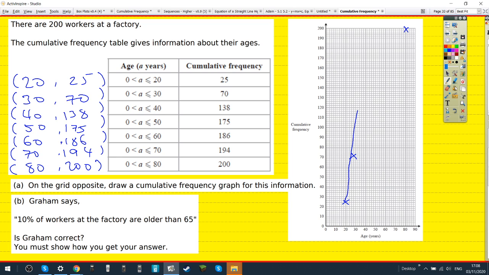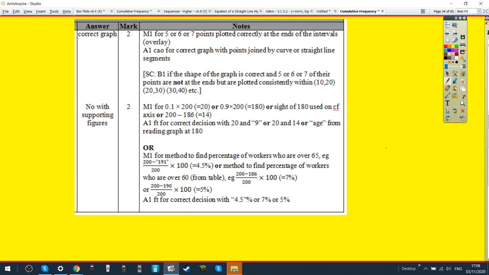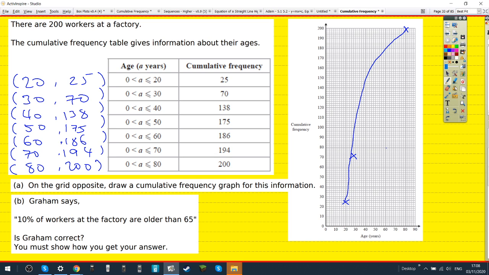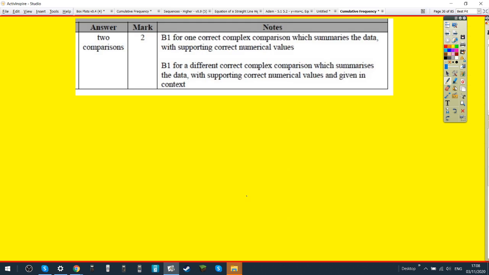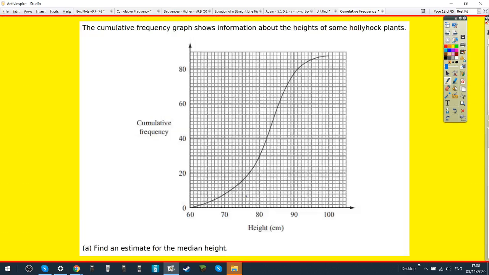So in the end, you'll probably get a shape something like that. And that's a cumulative frequency curve. What does the curve go up to? The curve goes up to 200 and 80. That's the total frequency. So 200 was the total frequency.